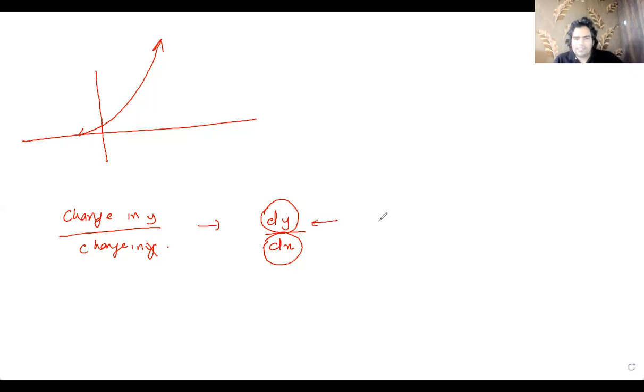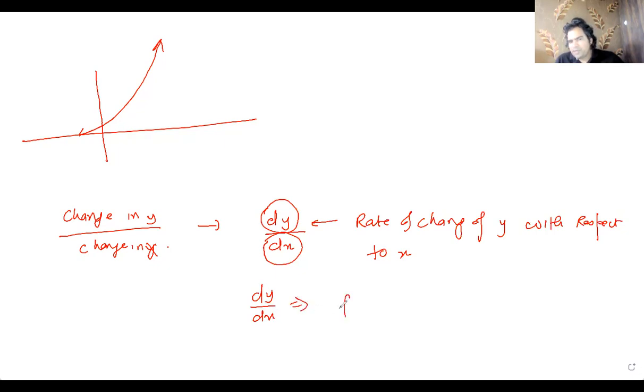When I say dy by dx, it is referred to as the rate of change of y with respect to x. This dy by dx is also referred to as f dash x. If there is a dash on f, it means they're asking us to find the derivative function. Sometimes it is referred to as y dash also. If they put a y and a dash, it means they're asking for the slope function.